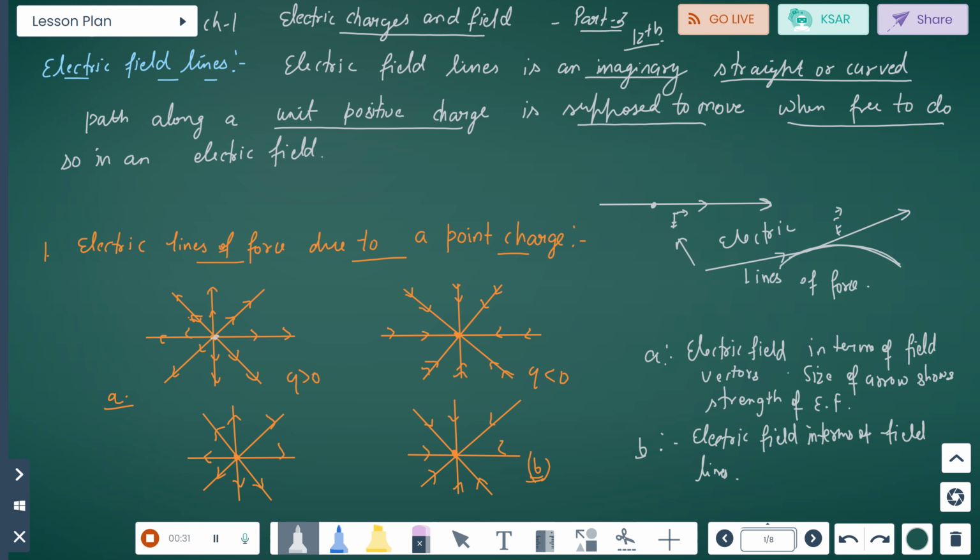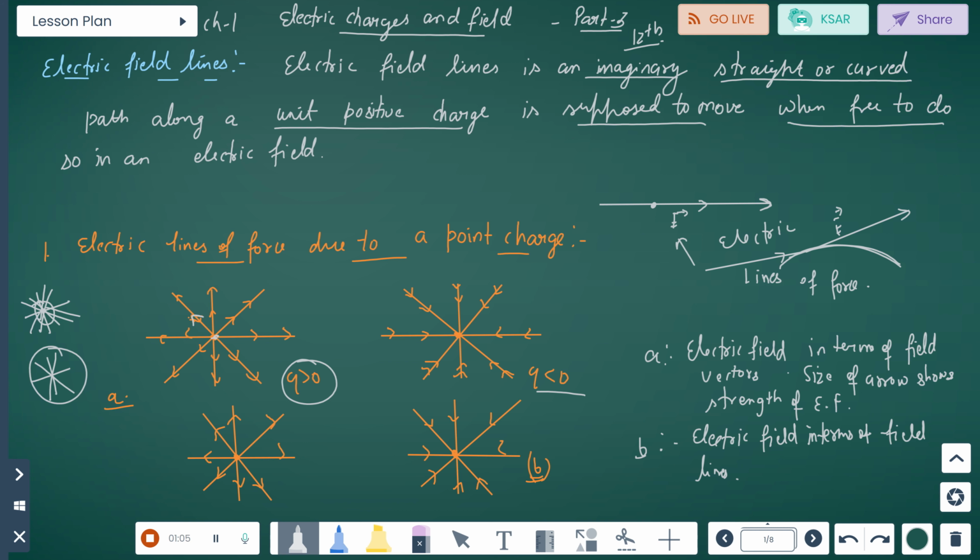For a point charge, we have first q greater than 0 and second q less than 0. Here the electric field is shown in terms of vectors; the size of the arrow shows the strength of the electric field. What does the size of the arrow show? The strength of the electric field. It means if there is less space, the electric field force is very strong. If there is more space, it is weaker.